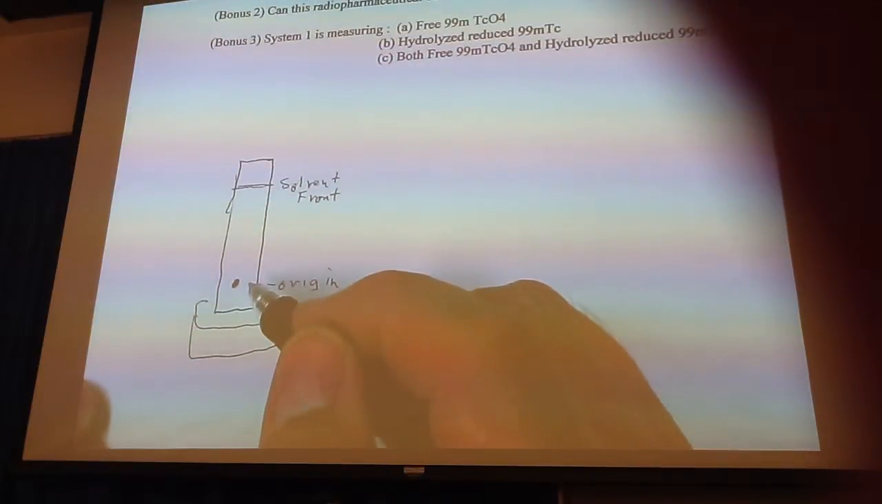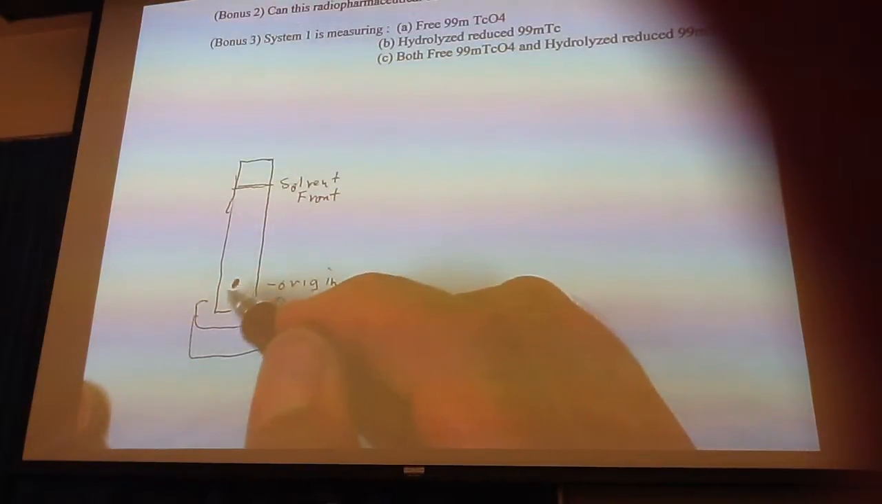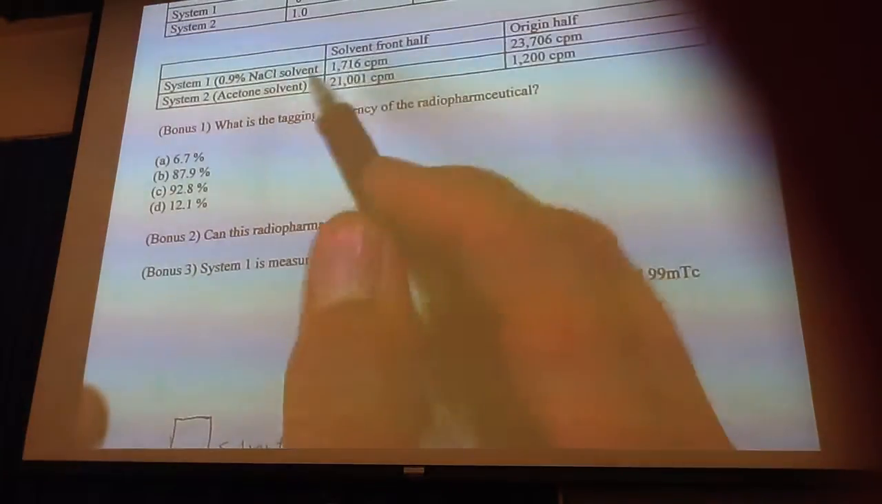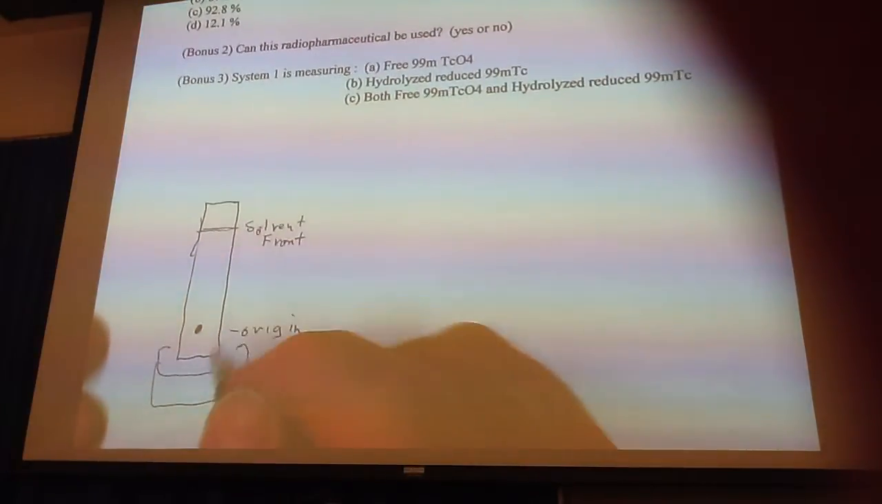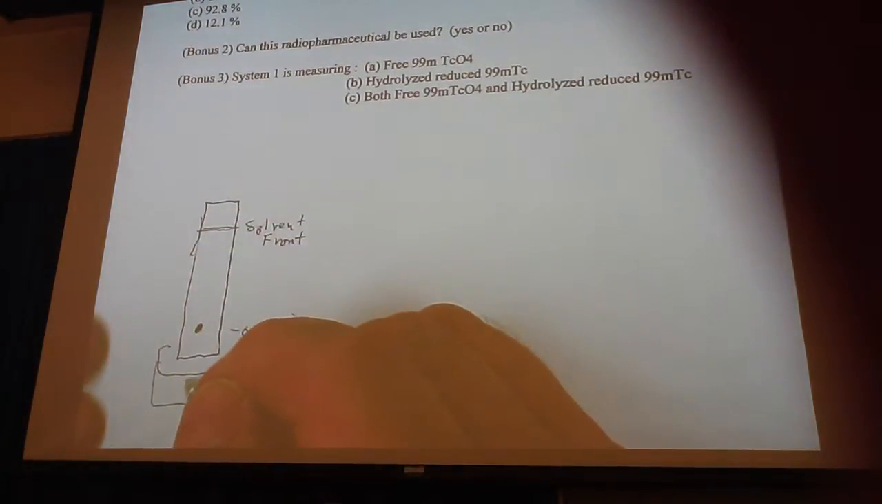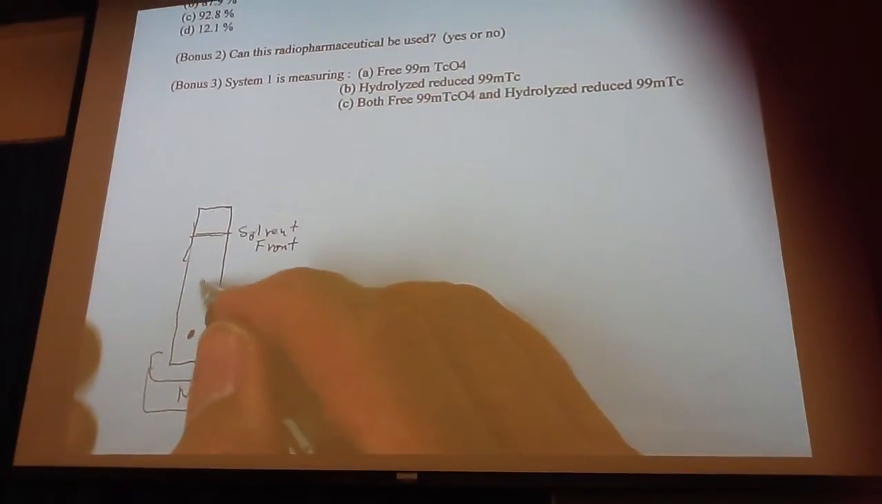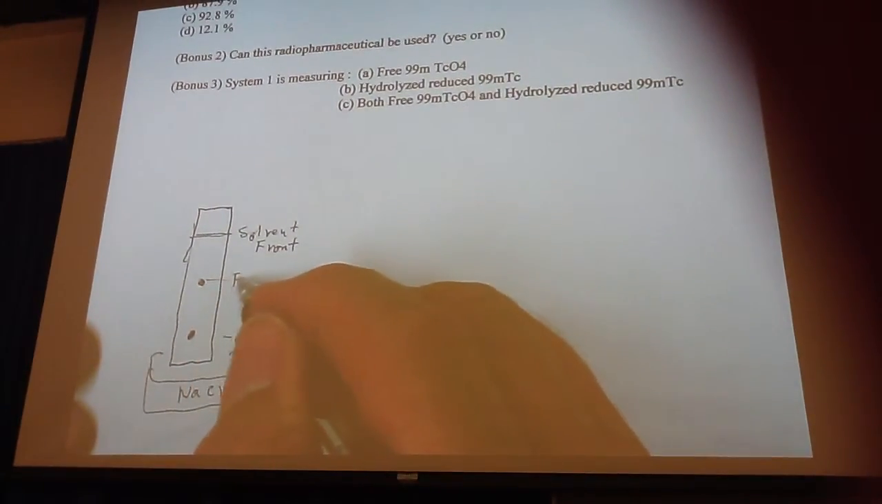And then you measure the distance, and if there's anything that's free, or usually, well, in system 1, anything that's free moves with the solvent front. So this would be like your sodium chloride here. Okay, so your free technetium would be here, if there is any.